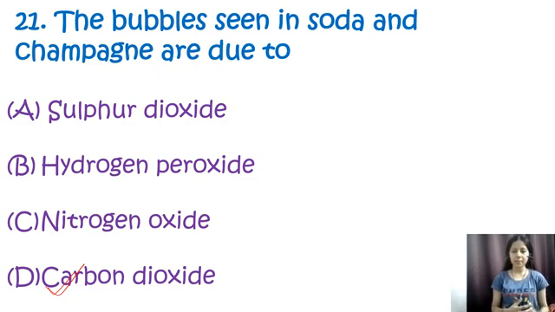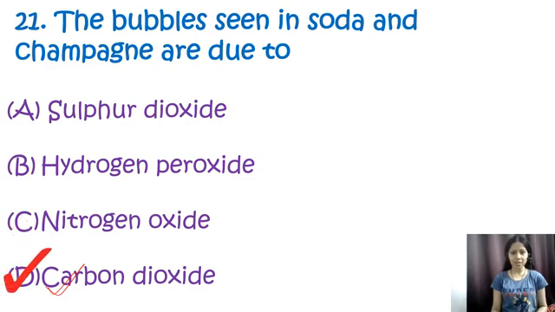During the carbonation process, carbon dioxide gas is dissolved in the liquid under pressure. When the pressure is released, such as when a bottle of soda or champagne is opened, the dissolved carbon dioxide forms bubbles, giving the beverage its characteristic effervescence. So my correct option is D, that is carbon dioxide.